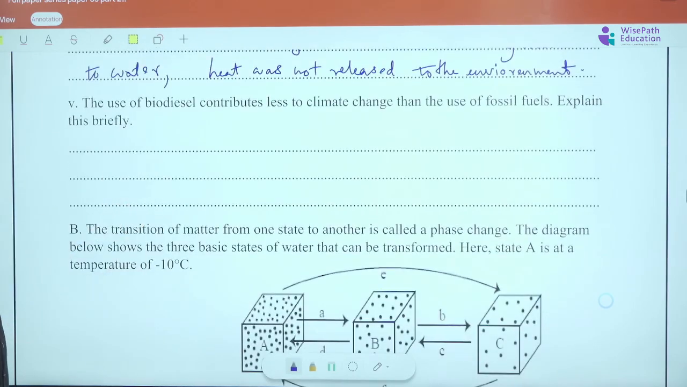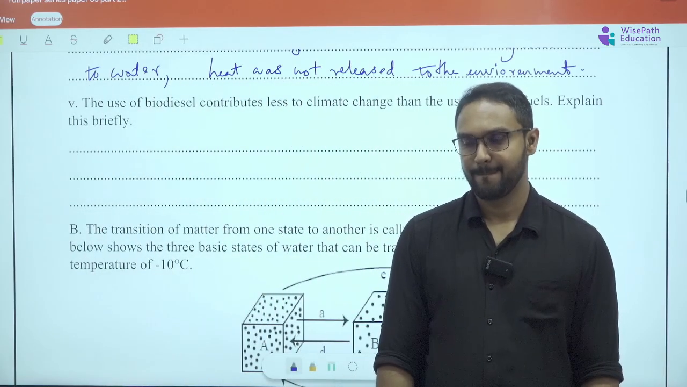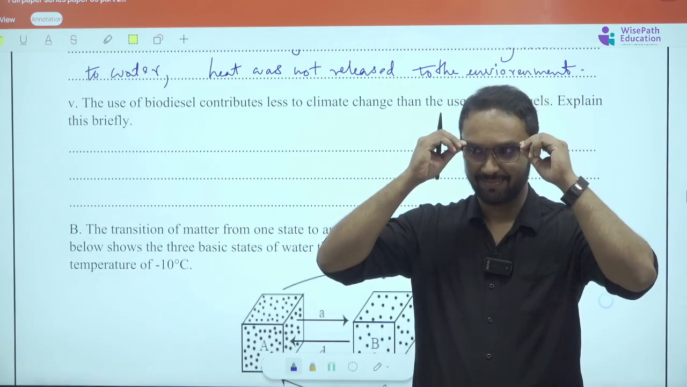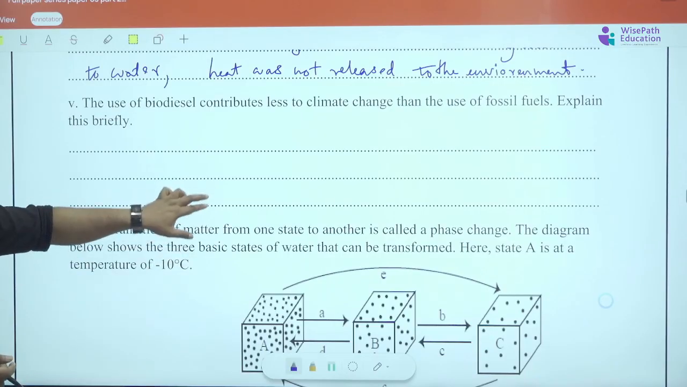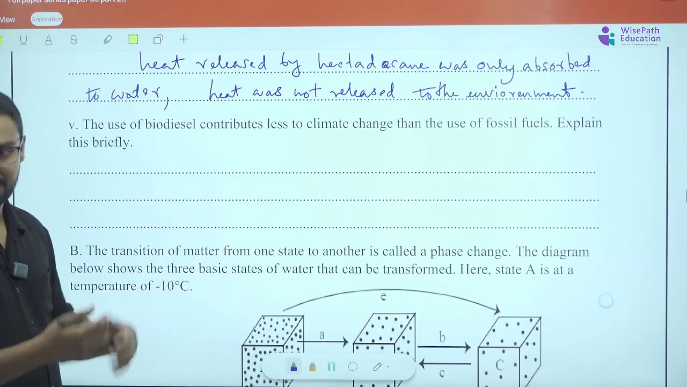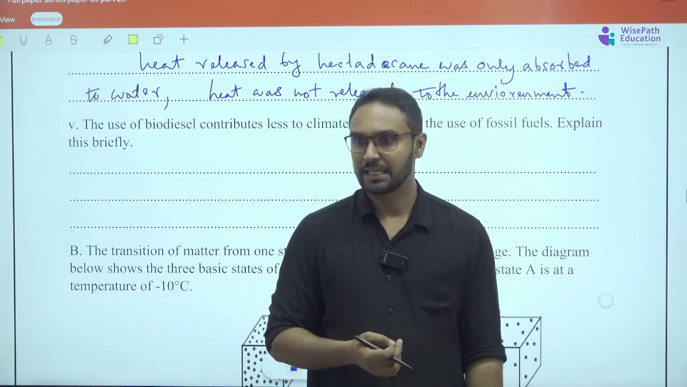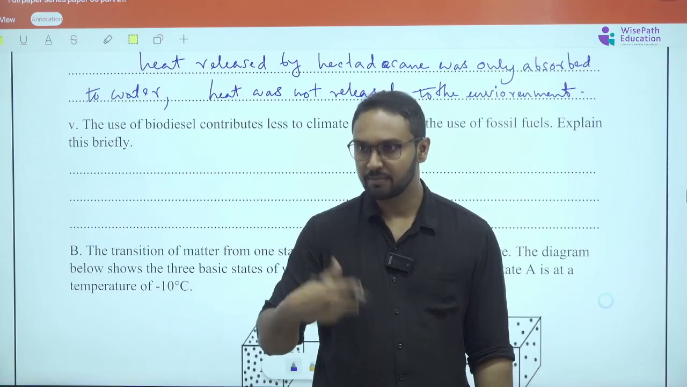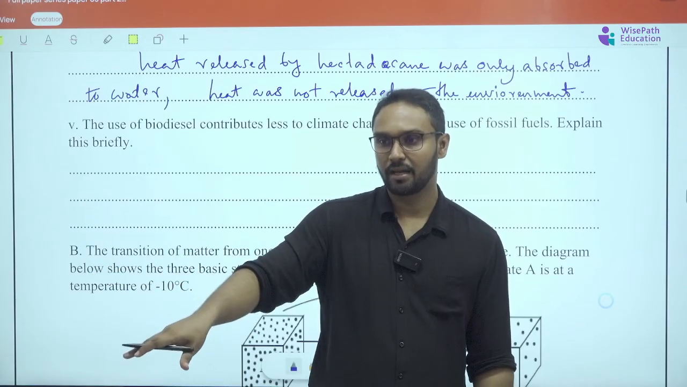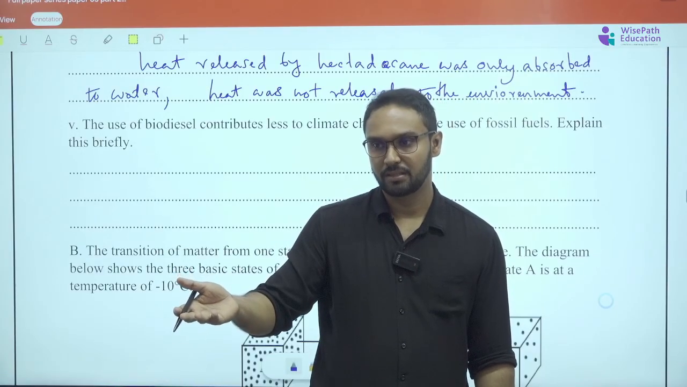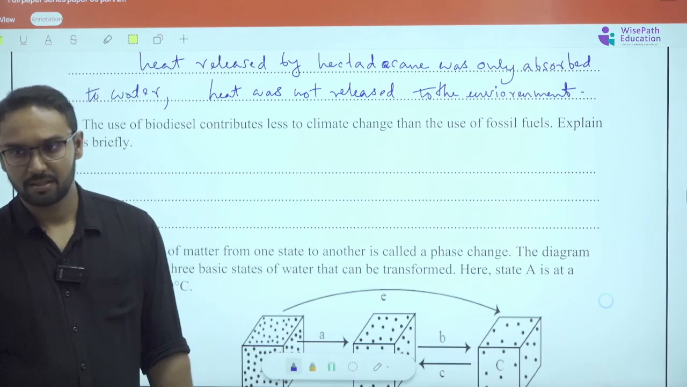The use of biodiesel contributes less to climate change than the use of fossil fuels. Explain this briefly. After burning biodiesel, CO2 is produced, and it is absorbed by plants. Biodiesel is a renewable energy source. Therefore, none of the emissions are accumulated. If it isn't renewable, it only happens in one direction, and that means accumulation can happen. That's what happens when fossil fuels are burned. They don't renew, so carbon dioxide accumulates in the atmosphere, causing climatic changes or global effects.